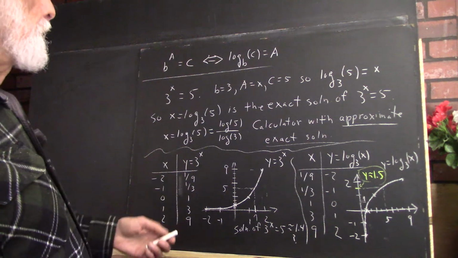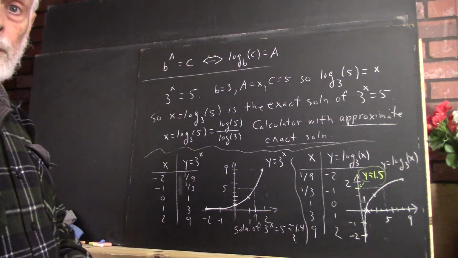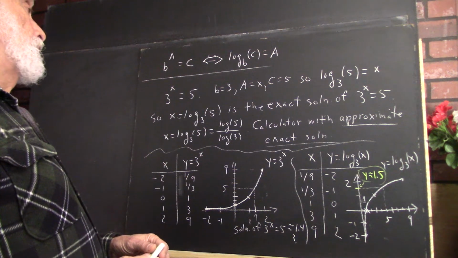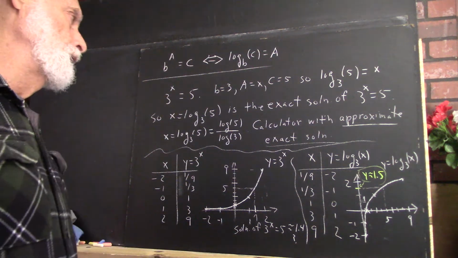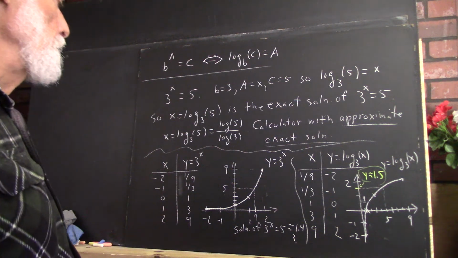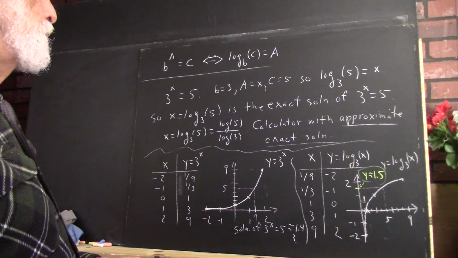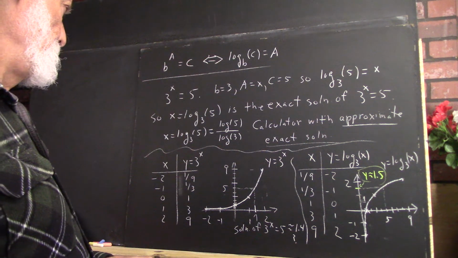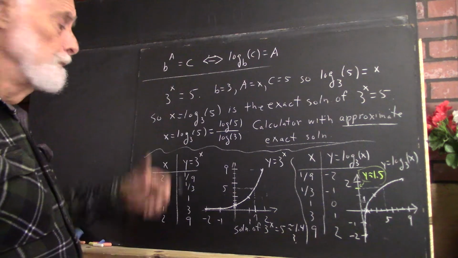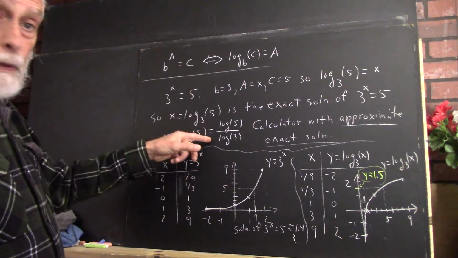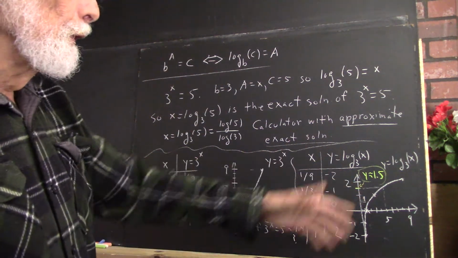The exact solution is log 5 over log 3. And log 5 is 0.31. Log of 3 is about 0.2. Something's wrong with my recollection of what these logs are. In any case, if you plug that into your calculator, you find out what the solution really is.